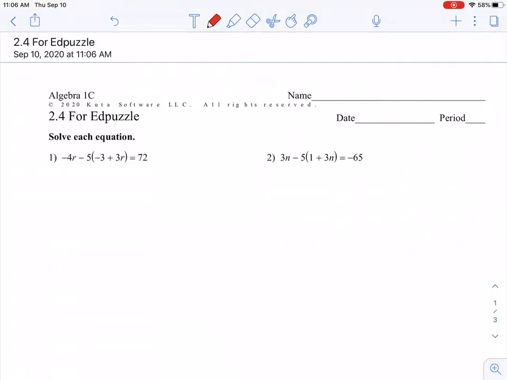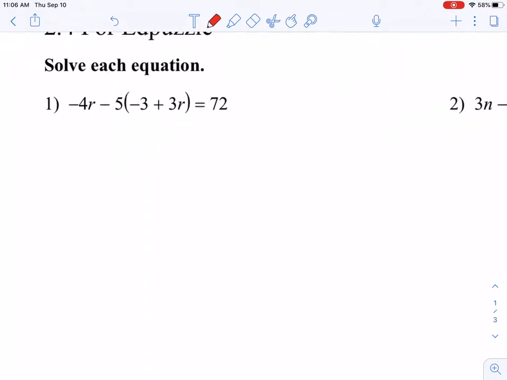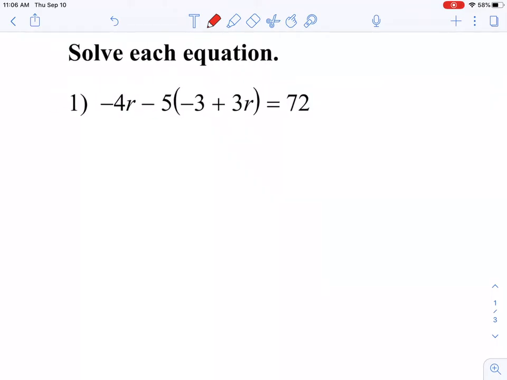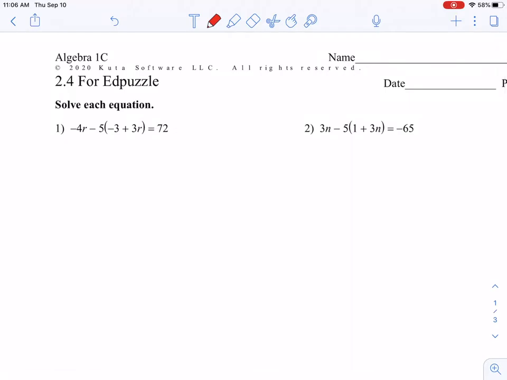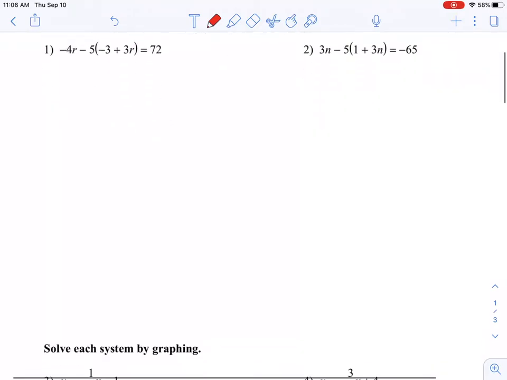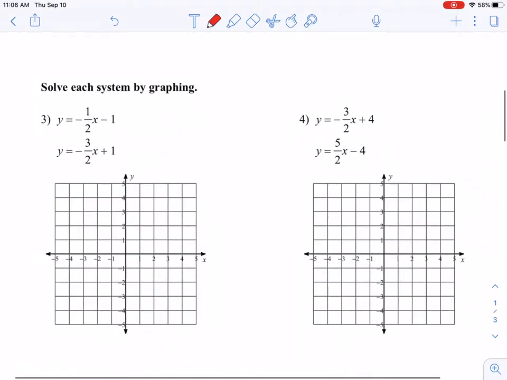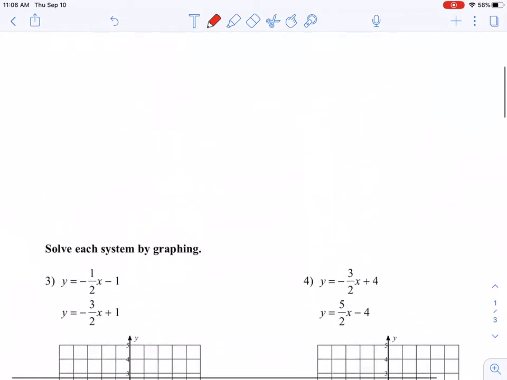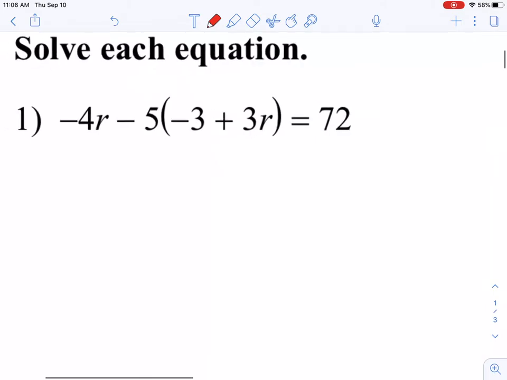All right, we're going to take a look at 2.4, really just continuing to solve systems of equations using substitution. We have a couple of multi-step equations here that we will practice, and then we'll do a couple of solving by graphing to keep that fresh, and then take a look at solving systems with substitution.